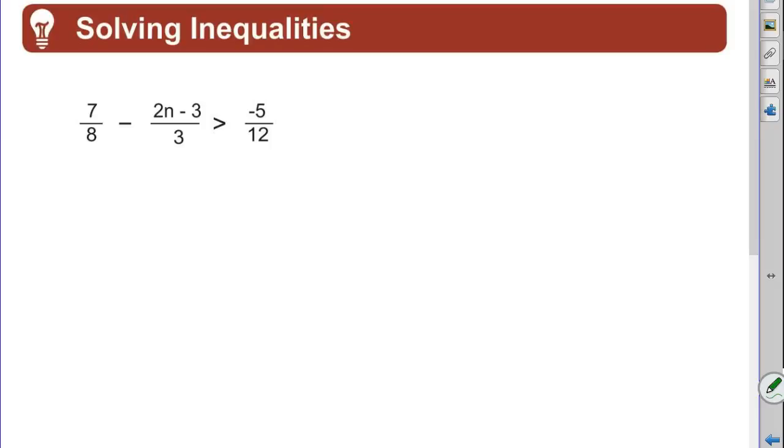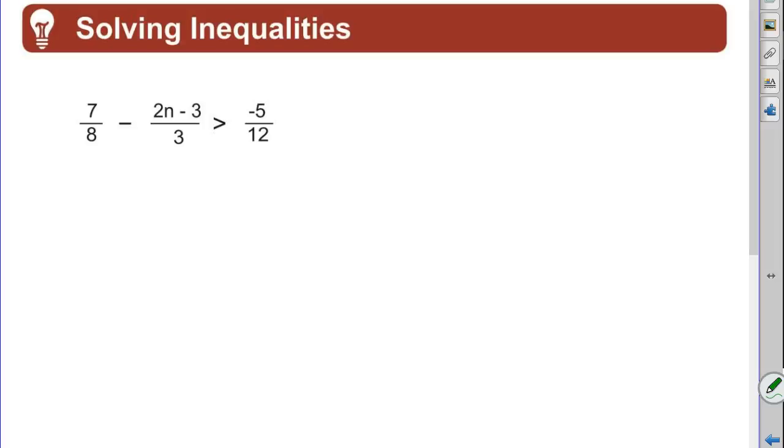And this is the quick review of solving inequalities. And I really chose a quite difficult one, but that's okay because I'll be able then to mention all the keys. They're solved just like equations with one little exception. All right, so here we have an inequality with fractions.